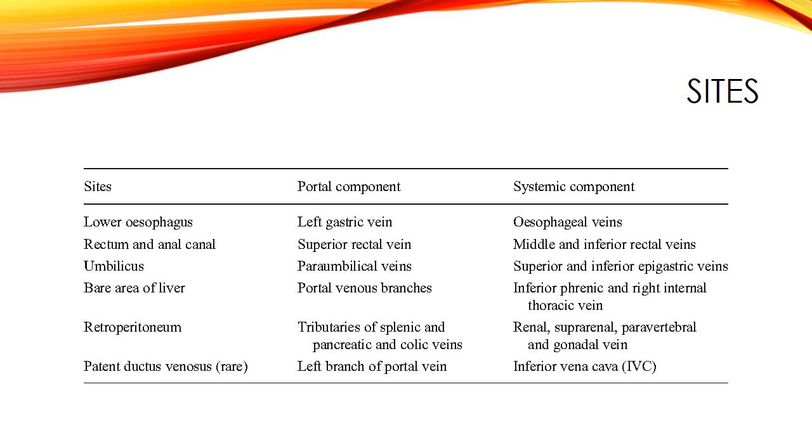Retroperitoneally, we have tributaries of splenic, pancreatic and colic veins which are communicating with the renal, adrenal, paravertebral and gonadal veins.